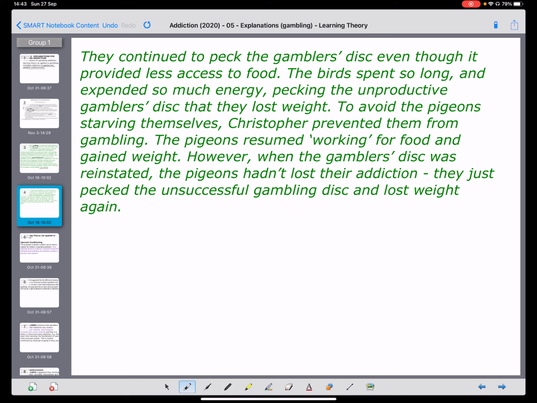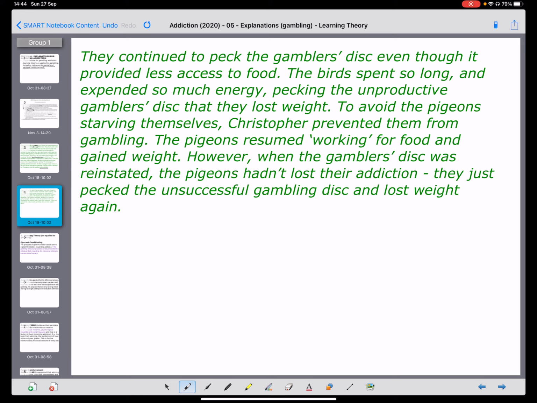Christopher then reintroduced the work disc to them, or actually took away the gambling disc, so it was only the worst disc available, and they were able to kind of go back to normal. Unfortunately, as it says here, however, when the gambler's disc was reinstated, the pigeons hadn't lost their addiction.